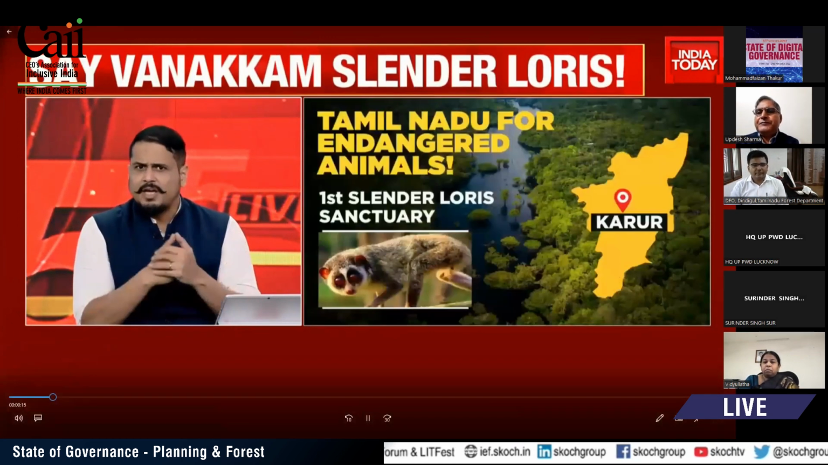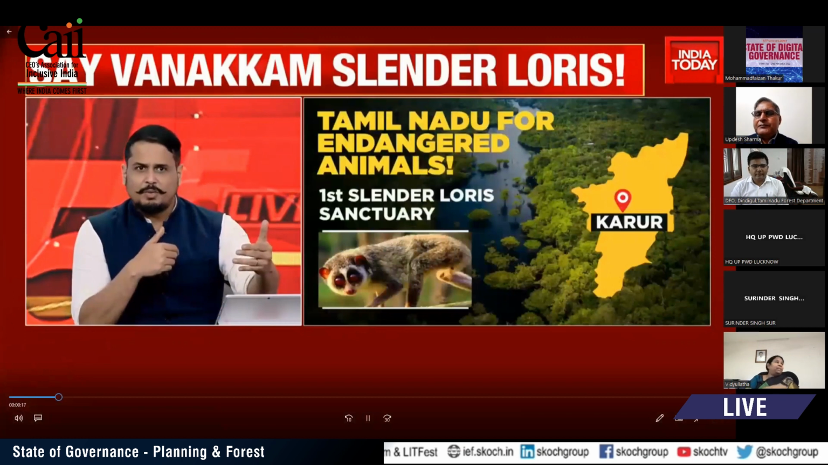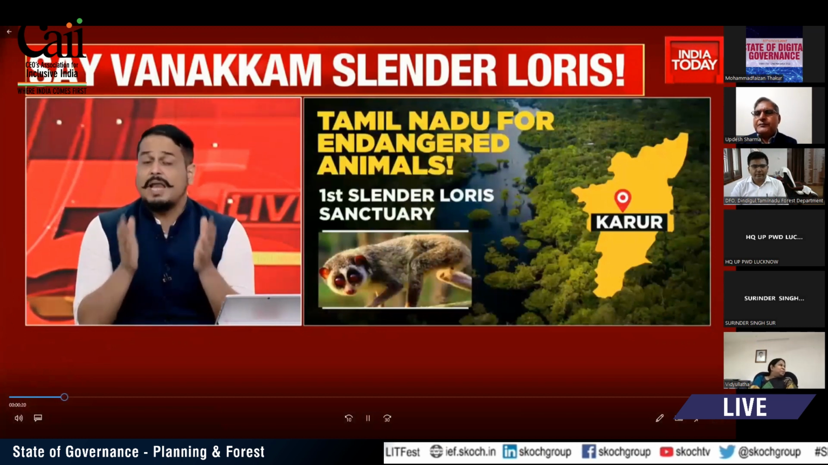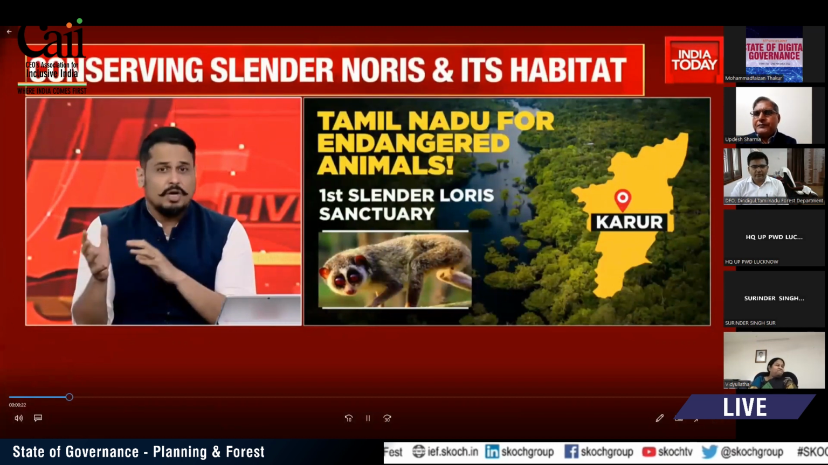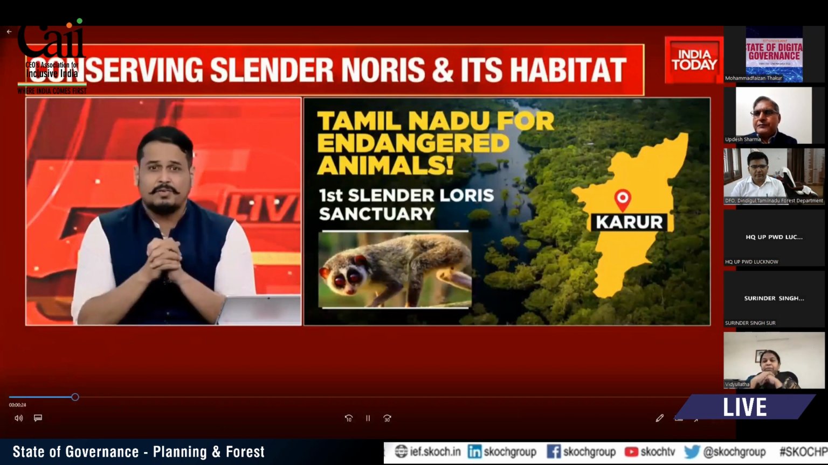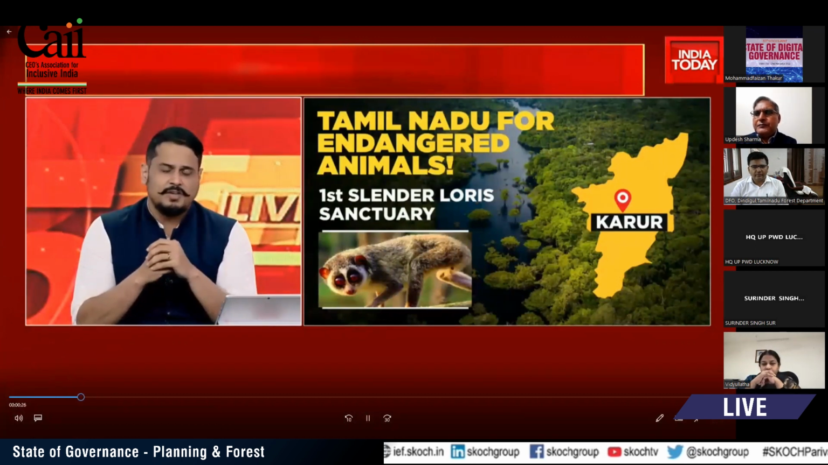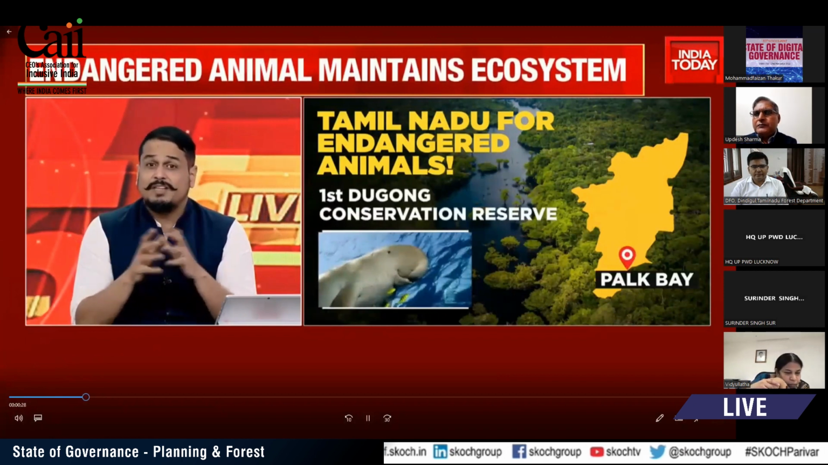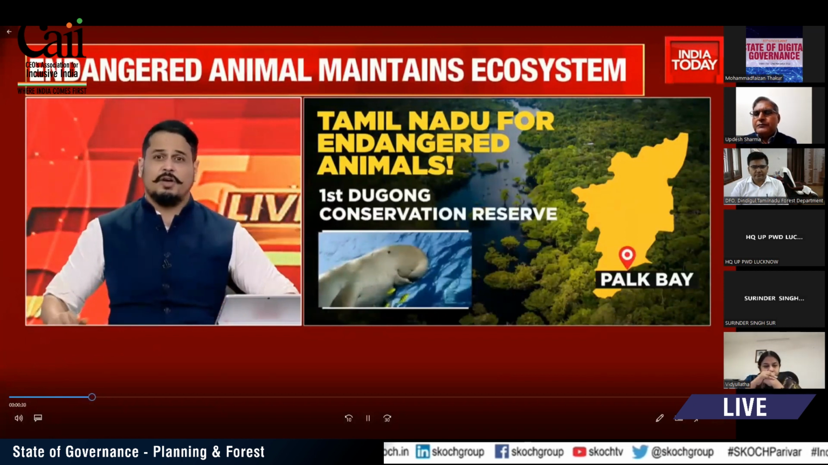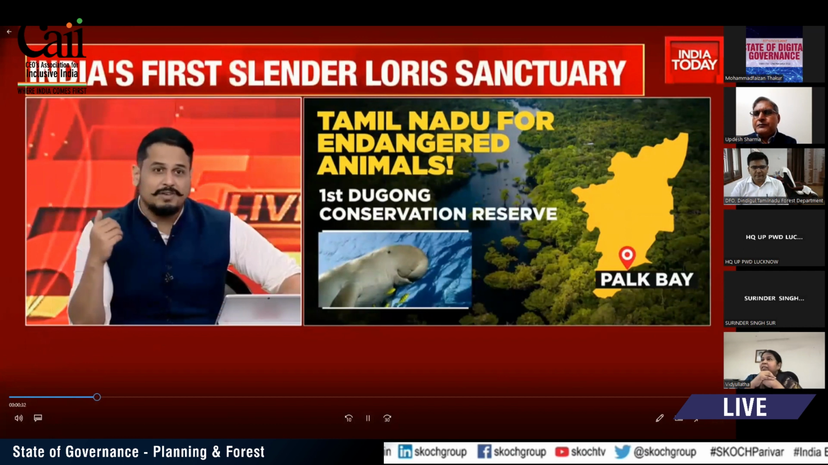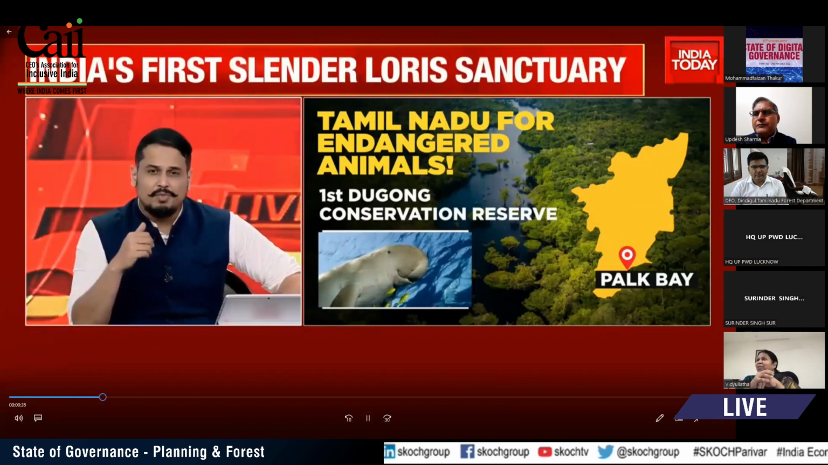Around Tamil Nadu. Take a look at some of the earlier decisions. This is the first one that we're talking about right now. The first Slender Loris Sanctuary in Karur, Dindigul, 11,000 hectares for that creature. Just before this, earlier this year, the Tamil Nadu government also notified the first dugong conservation reserve in Palk Bay. Dugong is like a seal-like mammal also found in the Indian Ocean.